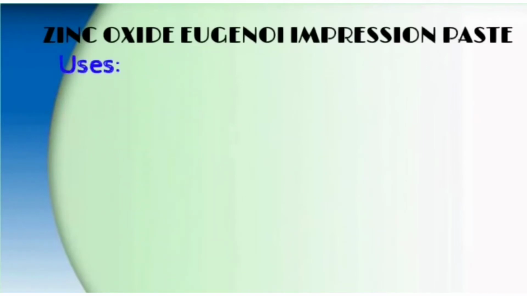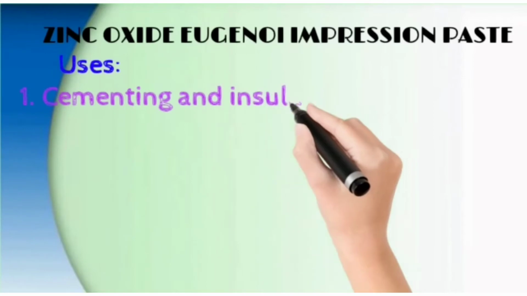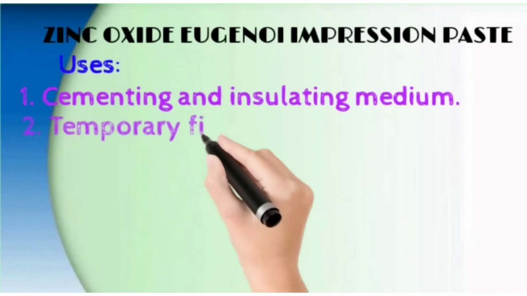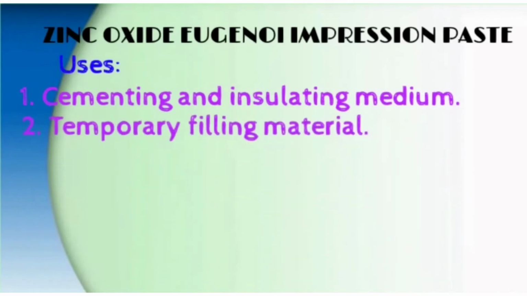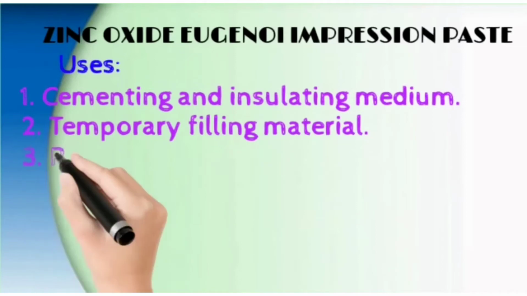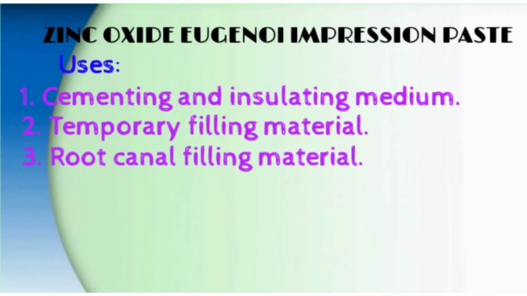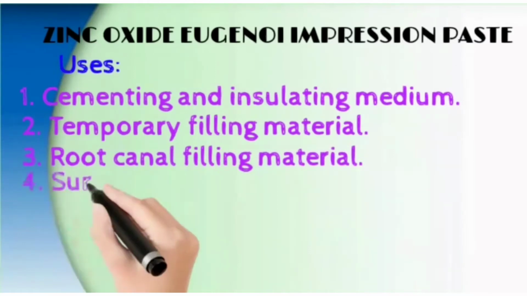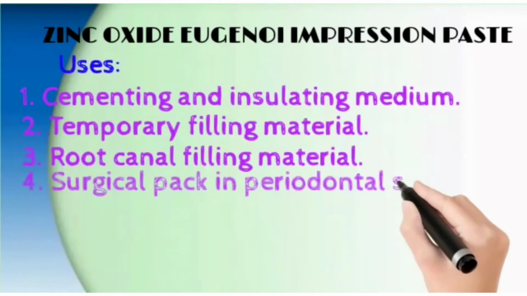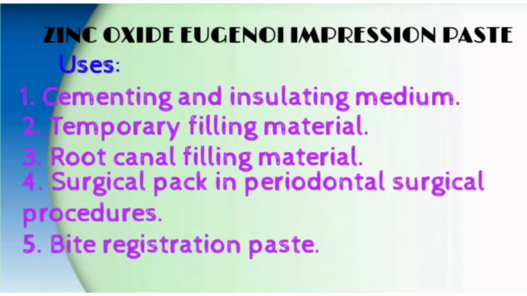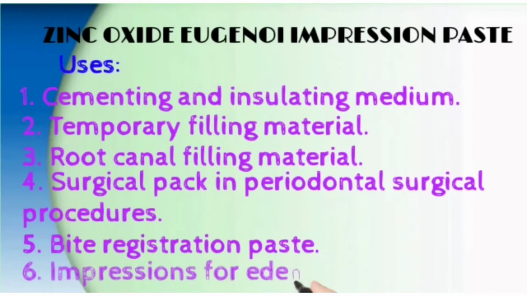So the uses of this paste are that it can be used as a cementing and insulating medium, then temporary filling material, then we can use it as root canal filling material, and then it can also be used as surgical pack in periodontal surgical procedures. So it is very helpful in periodontal surgical procedures. Then bite registration paste and impressions for edentulous patients. So for edentulous patients also we can use this paste.